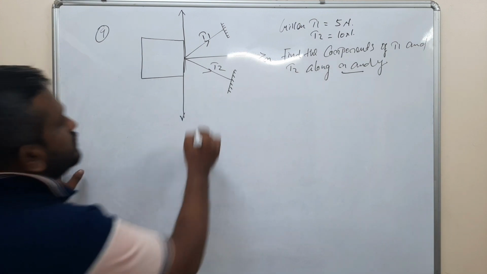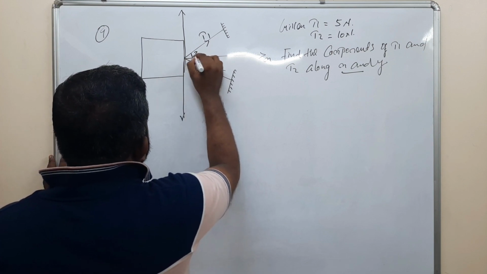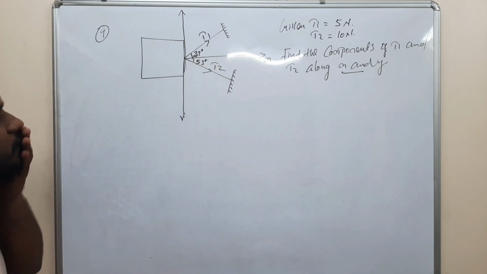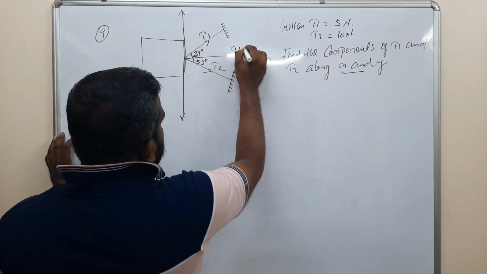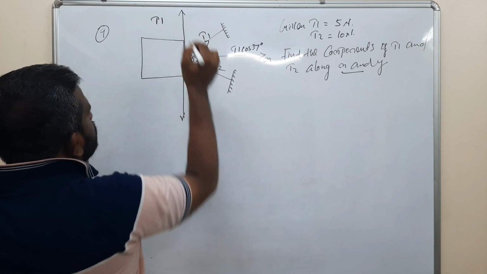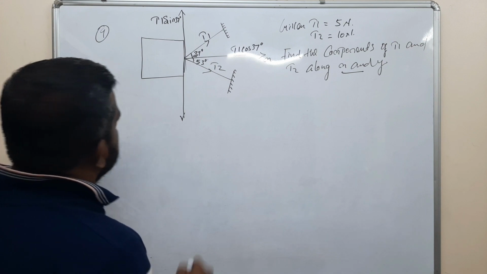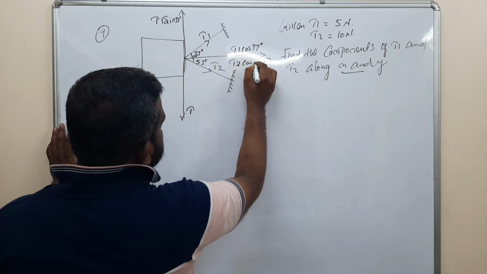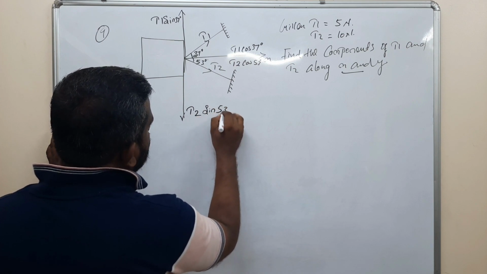So this angle is 37 degree. So this angle is 53 degree. So what are the components? This is T1 cos 37. This is T1 sin 37. So this is T2 cos 53. This is T2 sin 53.